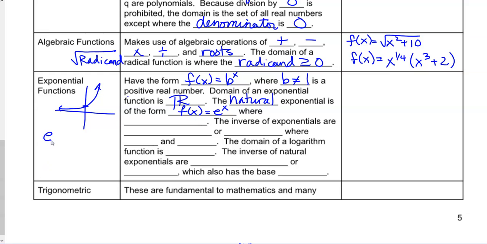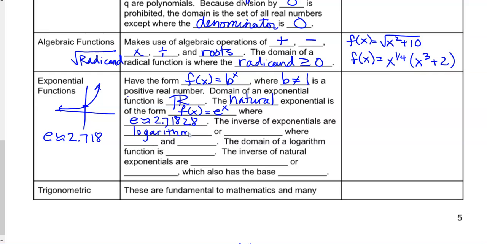Remember that e is approximately 2.71828. It is just a constant, just like pi. And so we will kind of allude to where that natural exponential comes from when we start to talk about some derivatives.